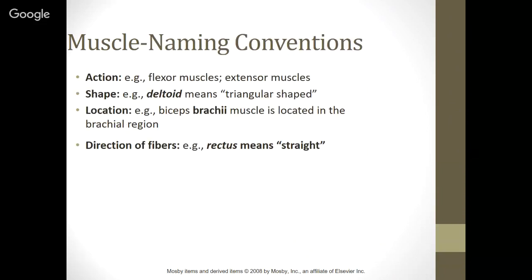So muscle naming conventions, just how do we know how to name these muscles? We can name based on the action. For example, calling a muscle a flexor muscle or an extensor muscle, something that extends. We can name it by the shape.